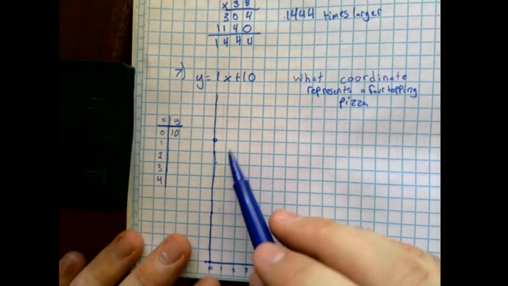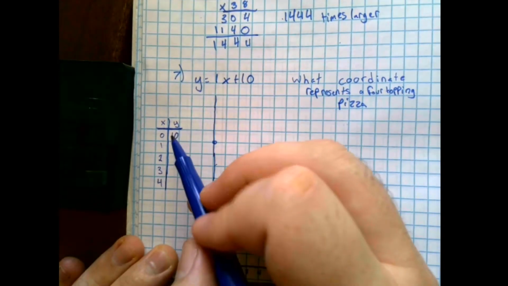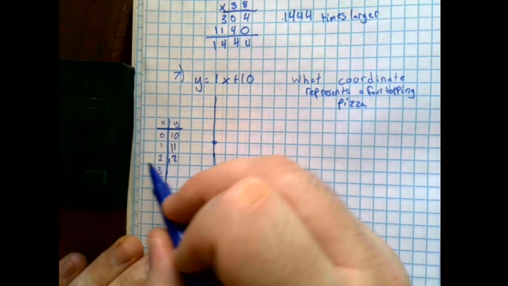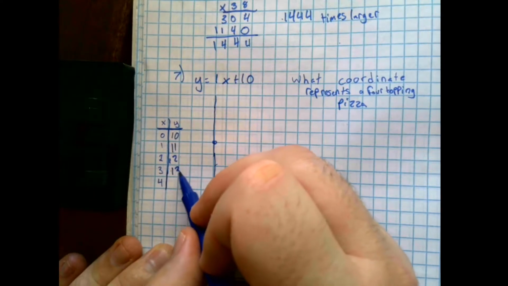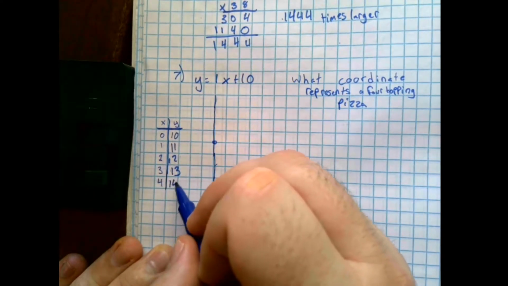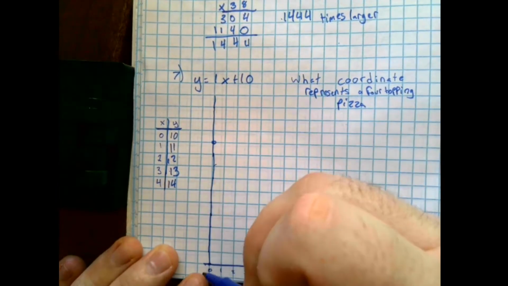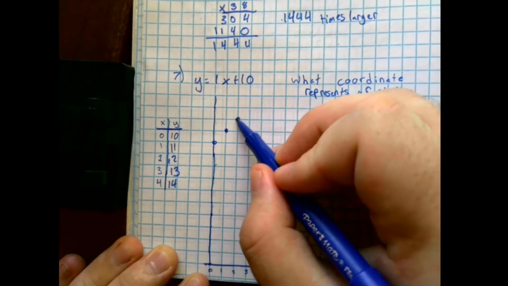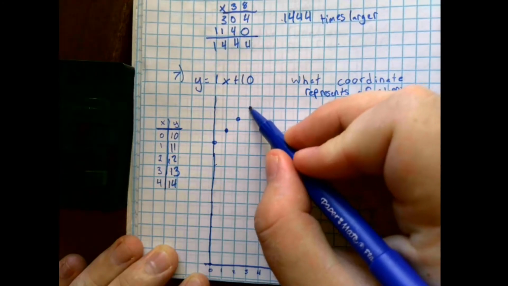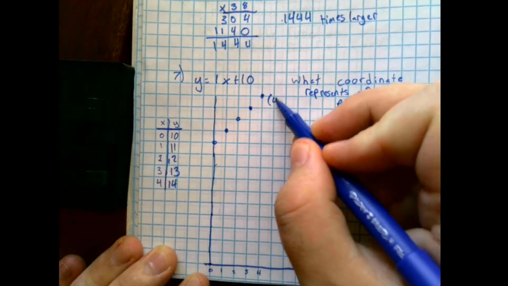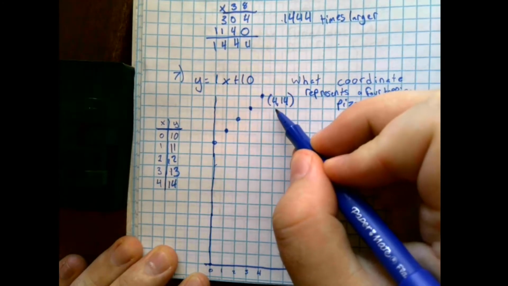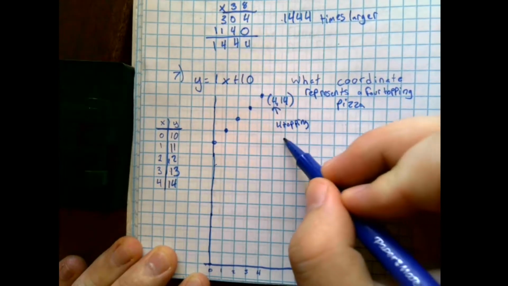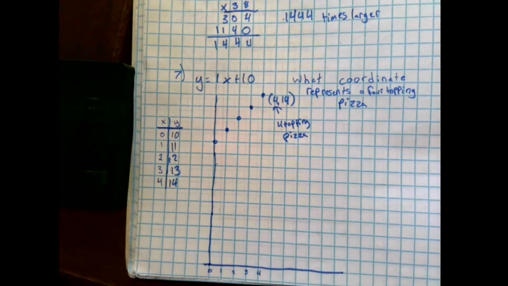y is equal to 1 times x plus 10. 1 times 0 is 0, plus 10 is 10. 1 times 1 is 1, plus 10 is 11. 1 times 2 is 2, plus 10 is 12. 1 times 3 is 3, plus 10 is 13. 1 times 4 is 4, plus 10 is 14. Now, when we graph this, 0, 10 is here, 1, 11 will be right here, 2, 12 will be right here, 3, 13 will be right here, and 4, 14 will be right here. And this is a 4-topping pizza and its price.